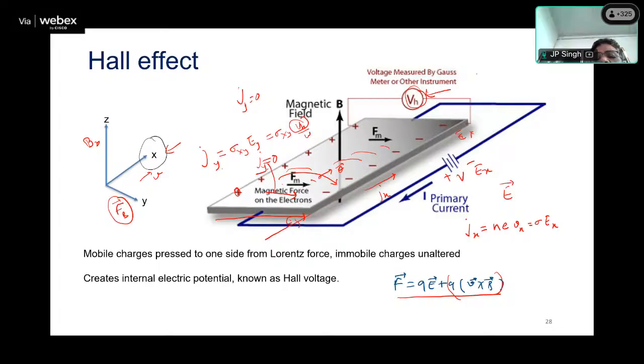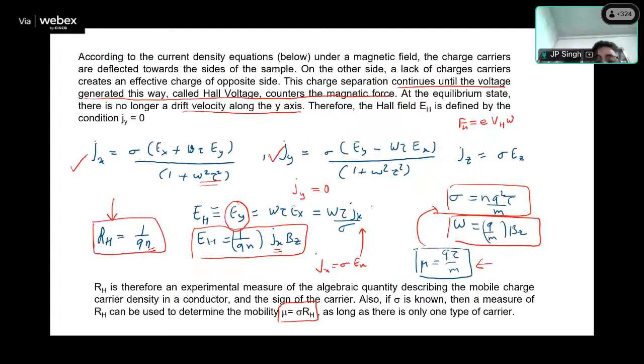We put this condition and because of that we get the Hall voltage and then the Hall coefficient. So this is the Hall effect, because with the Hall effect we are able to determine the carrier concentration and the type of the charge carrier.